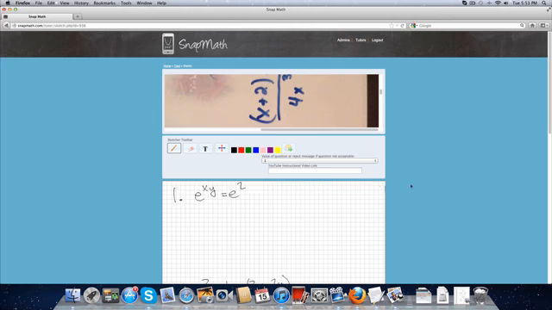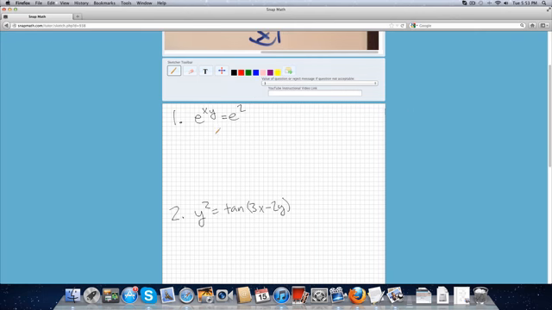So we're trying to find the dy/dx of all of these things. Okay, so this first one, there's going to be an easy little trick that we can do right at the beginning. What we're going to do is take the natural log of both sides. So what happens is the e's cancel out and we just get xy equals 2. And then we're going to take the derivative of both sides with respect to x.